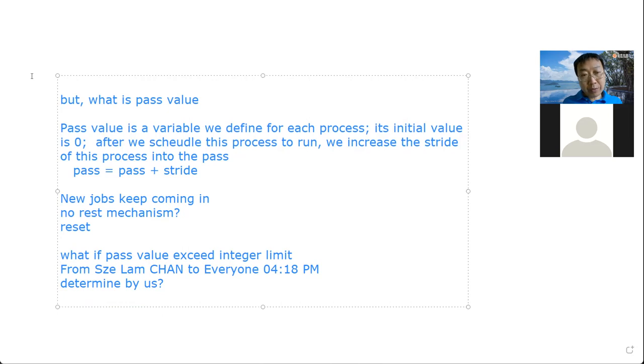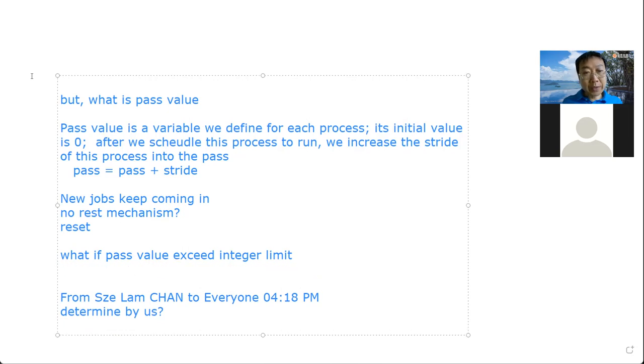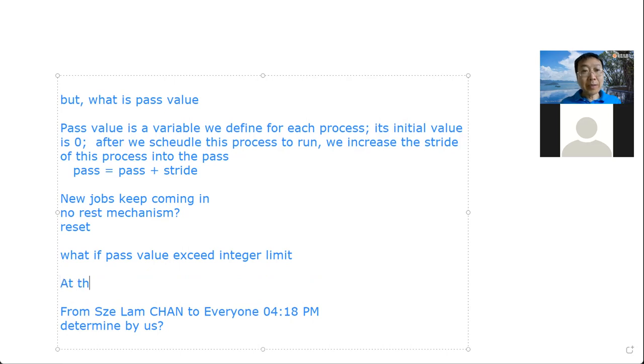This is also a very good question. What if the pass value exceeds the integer limit? Certainly at a particular moment we should reset the pass value, so we don't overflow that value. So this is determined by us. You are right, everything is determined by us. Pass value is determined by us.